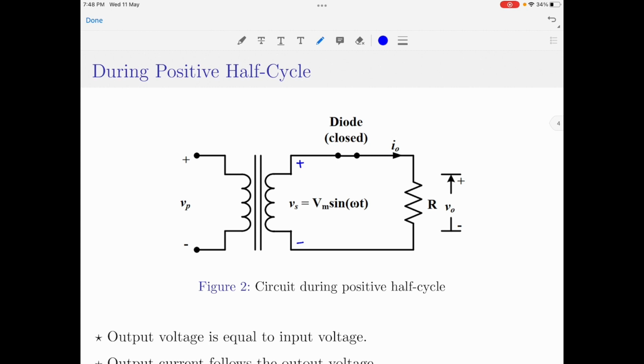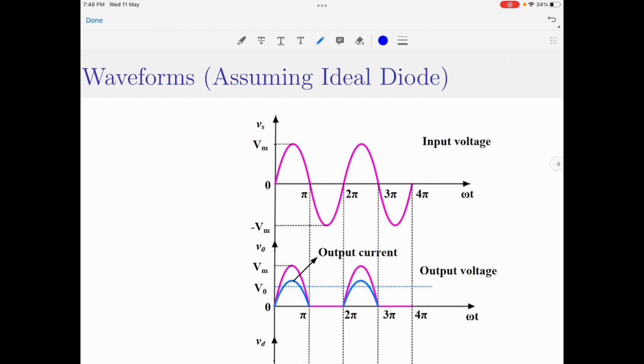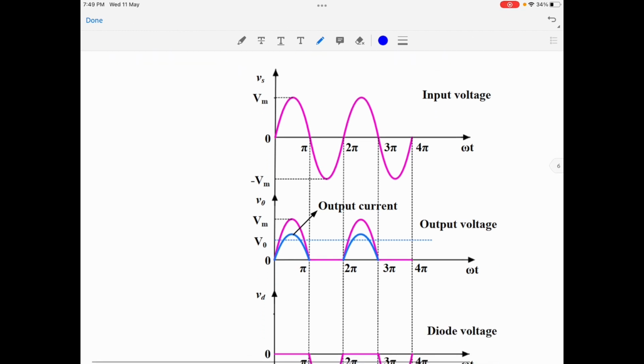Let us now look at the waveforms for the positive half cycle of the input. Here, the first set of waveforms is the input voltage, which is our sinusoidal or simply alternating current. Let the peak value of the input voltage be denoted by Vm. Since we have assumed an ideal diode, the output voltage V0 during the positive half cycle of the input supply will simply follow the input voltage, which is Vs. That is why in the second waveform shown here, that is for the output voltage, the waveform across the period 0 to pi is exactly the same as that of the input voltage between the same duration.